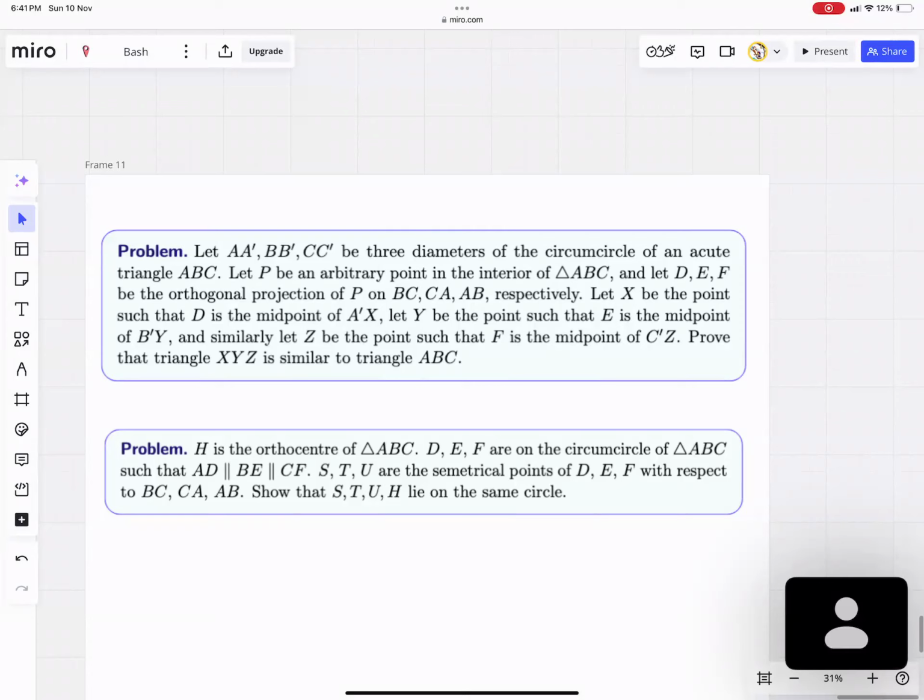Does anyone have any ideas? We can find the value of D, E, F and then try. Yes. Okay.